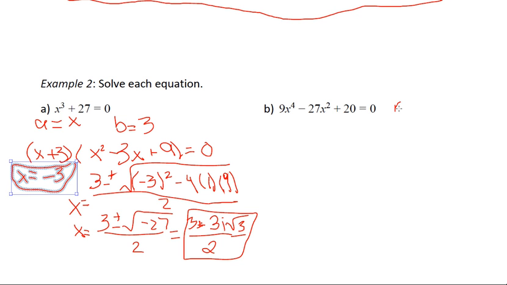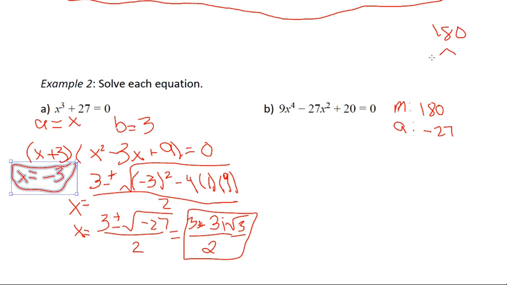So we need to look and find what can multiply to give us 9 times 20, which is 180, and add to give me negative 27. So we have done this many times, and we would take the 180 and try and break it down into factors. I know that I have to add to get up to negative 27, so I've got to pick some numbers that are going to do that.